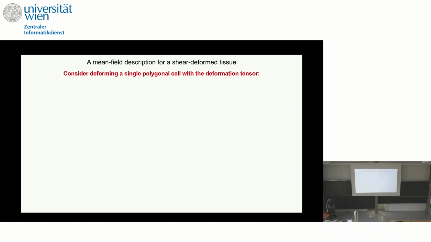But I just want to take a couple of minutes to give a simple intuition for why you expect a rigidity transition at all in these geometric models, these vertex models. Here it's only about the shape.